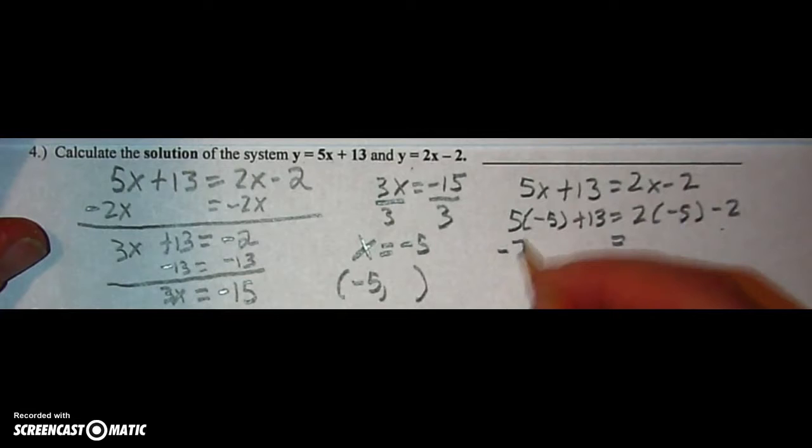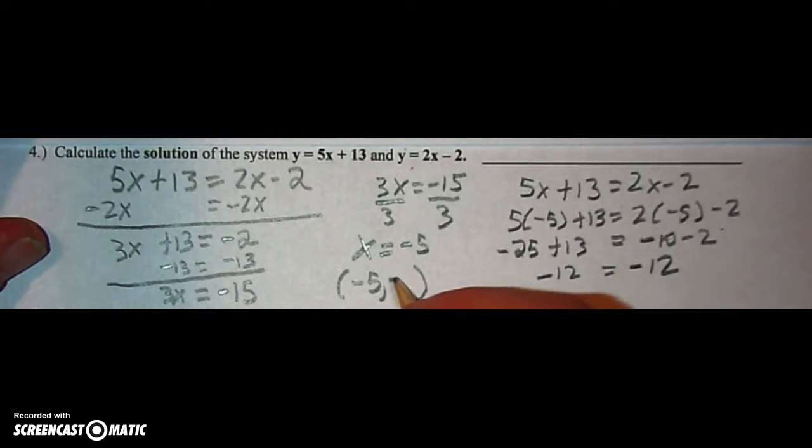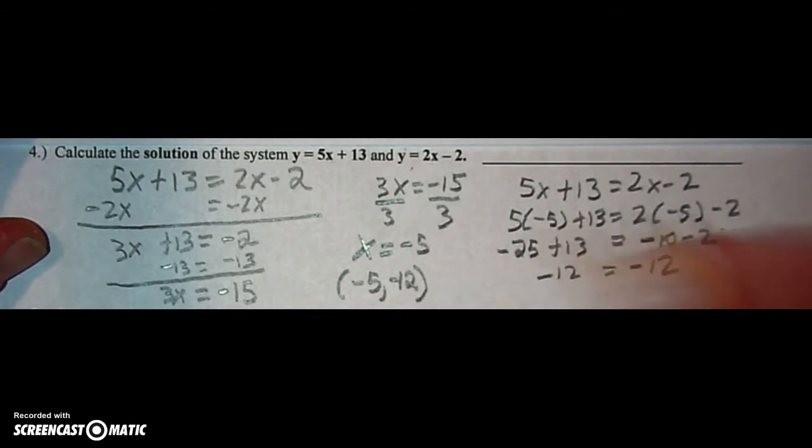We get negative 25 plus 13 for this side of the equation. On the other side, we get negative 10 minus 2. Negative 25 plus 13 is negative 12. And on the other side, negative 10 minus 2 is also negative 12. So we know that we did our work right, and we also know that the y part of our point of intersection is negative 12. So our final answer, guys, the common solution for this system, the point of intersection, is at negative 5, negative 12. And we're done with question 4.